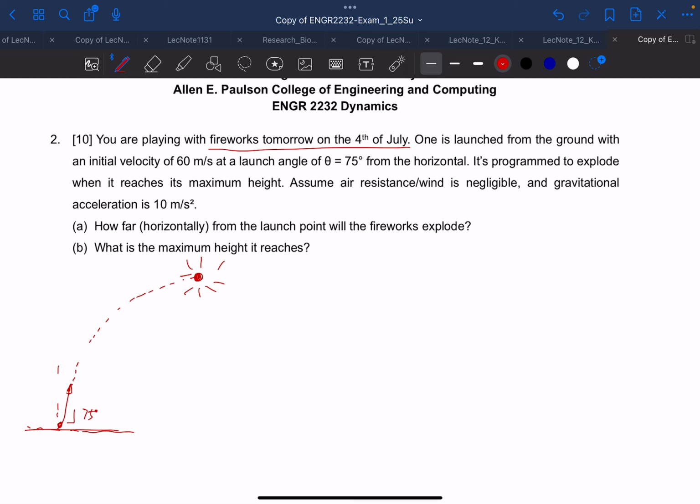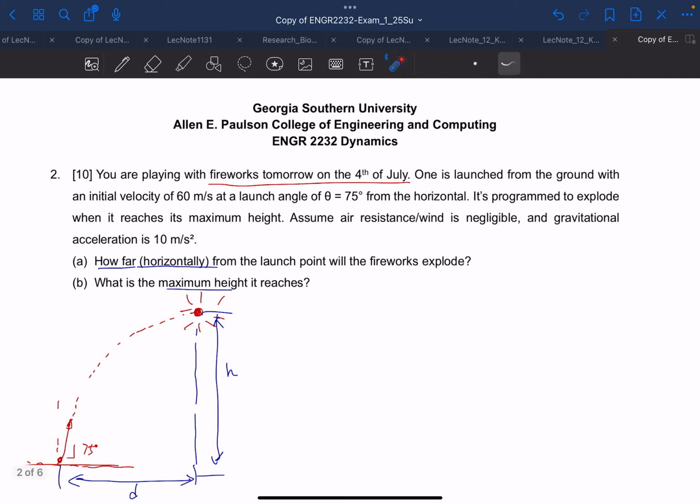So what we are looking for is how far horizontally, what's going to be this distance, and what's going to be the max height, this height. Those are what we're looking for here. We did not have anything exactly the same as this, but in the lecture note we had that boy kicking a ball and it landed down. Basically it's the same type of problem.